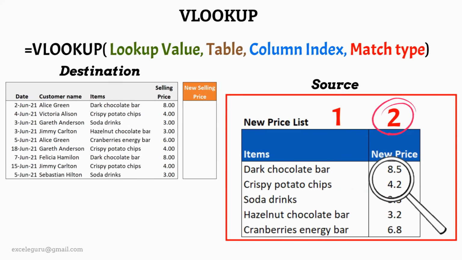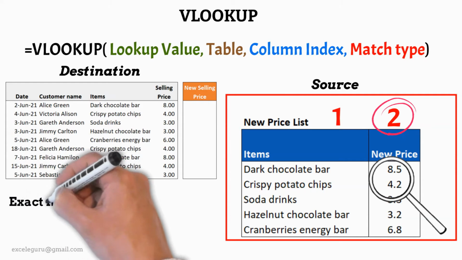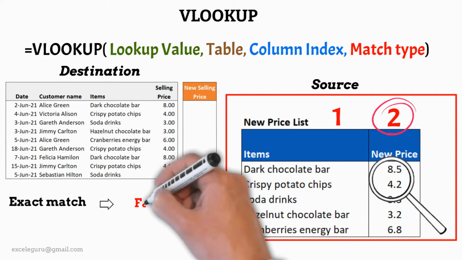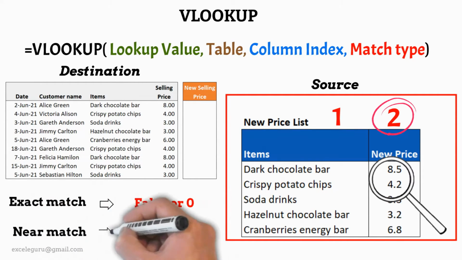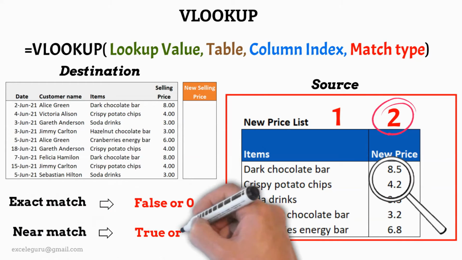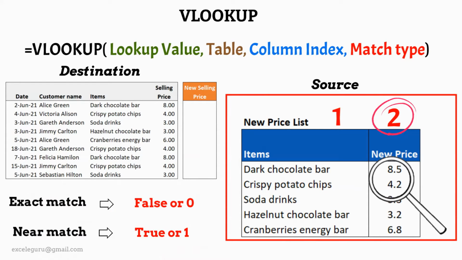The last item is to evaluate how accurate the lookup assessment should be. If we need an exact new price based on the item description, then we type false or 0. Otherwise type true or 1. Let's jump to Excel to see the demo.